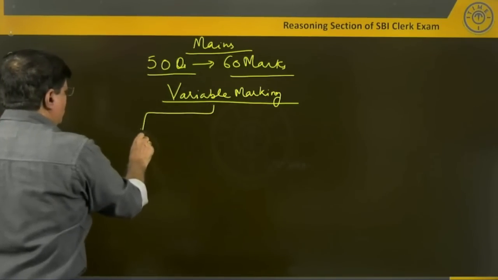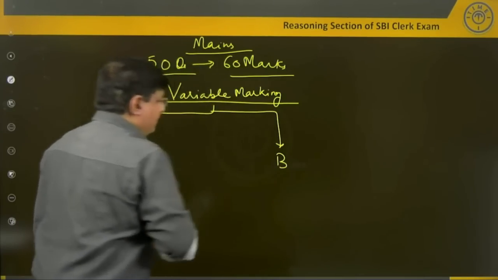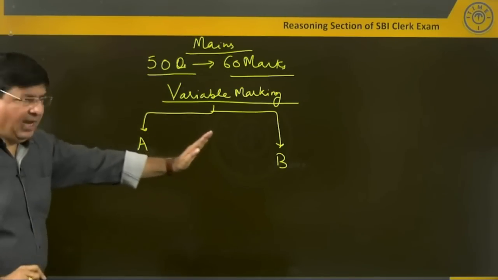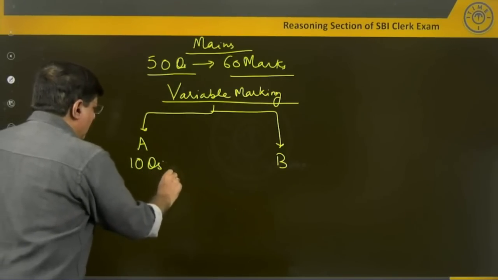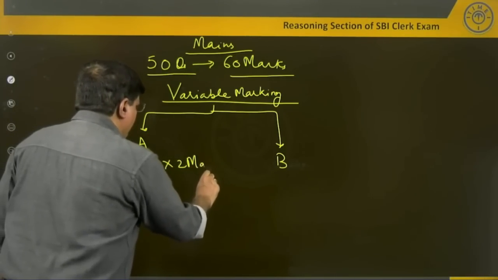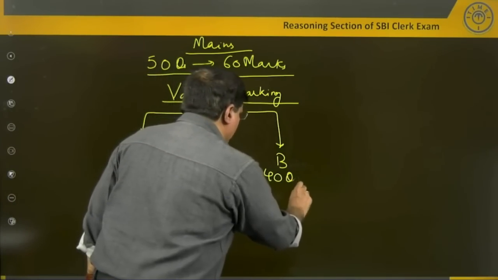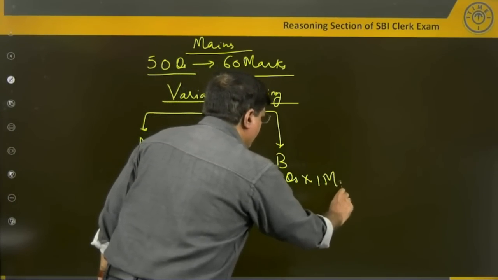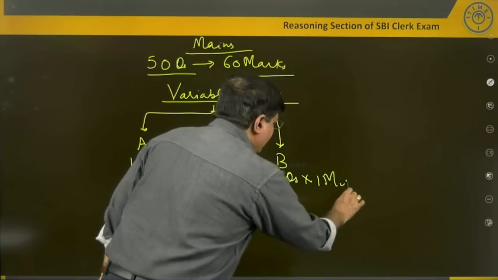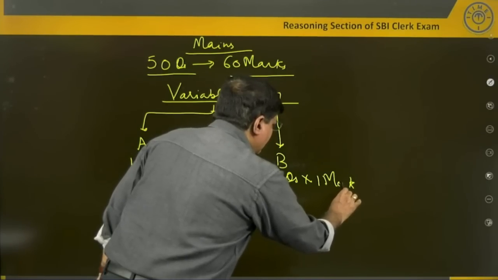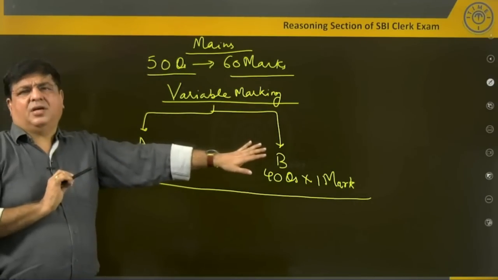Here the section has 2 parts, Part A and Part B. Part A has 10 questions of 2 marks and Part B has 40 questions of 1 mark. Again, this is the feedback which is given by our students that there was a variable marking scheme. It is there for the last couple of years.